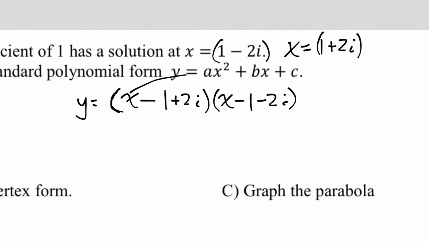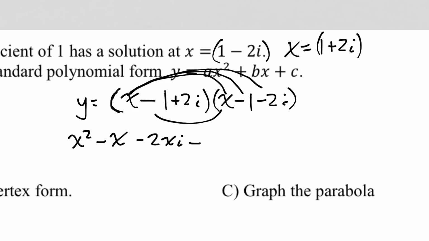So in doing so, we will take x times x to get x squared. We will take x times negative 1 to get negative x. We will take x times negative 2i to get negative 2xi. And then go to your next term and distribute that to each piece. So negative 1 times x is another negative x. Negative 1 times negative 1 is a positive 1. Negative 1 times negative 2i is a positive 2i.